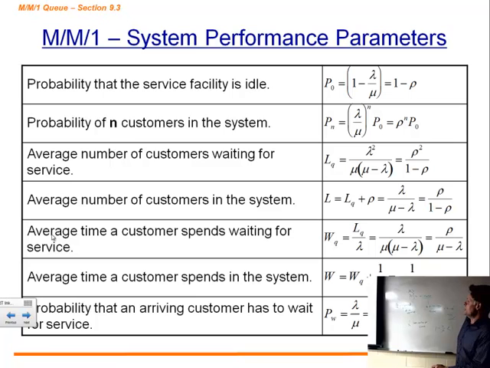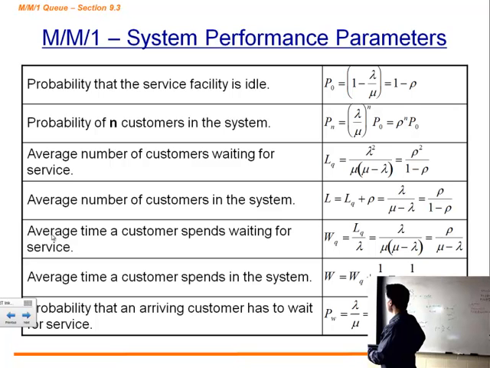As rho approaches 1, what happens to L sub Q? Does it get big? Does it get small? It gets bigger, because we've got the 1 minus rho in the denominator. So if rho approaches 1, the denominator approaches 0 and the numerator approaches 1. So this is actually going to go off to infinity as rho approaches 1, which is why we need rho to be less than 1, because otherwise we're not going to get a finite value for L sub Q. So this is the steady state average number of people in the queue.